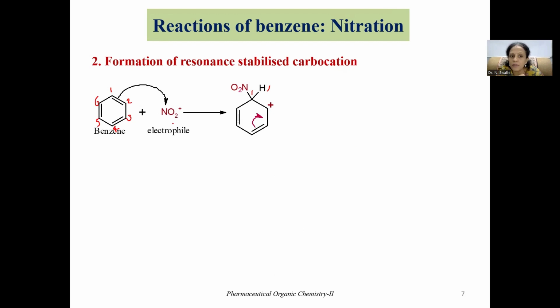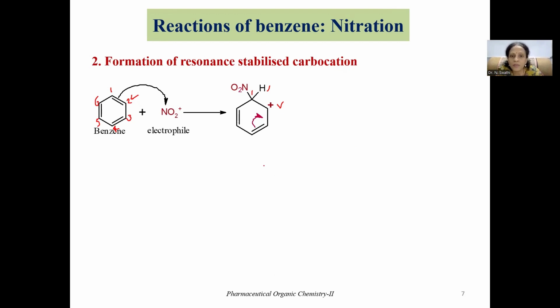Let us say the nitro group is attacking the first carbon atom utilizing the doubly bonded electrons present at the first position. In that case, the second carbon becomes electron deficient, and that is how a positive charge is generated on the second carbon. So on attack of the nitronium ion onto the benzene ring system, it results in the formation of a carbocation. Now this carbocation has several resonance structures.